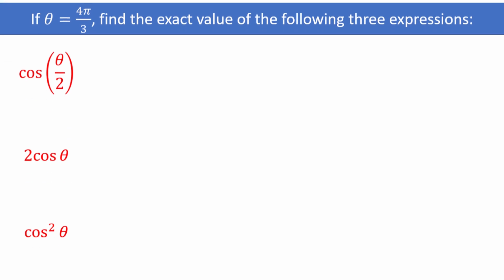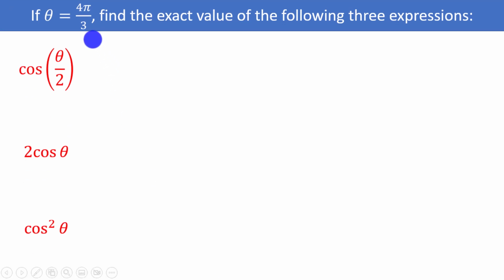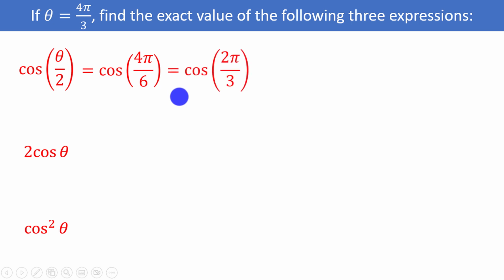Let's try a few more problems. If theta is equal to 4 pi over 3, we want to find the exact value of the following three expressions. First, we have cosine of theta over 2. If we want theta over 2, then we can simply multiply theta by 1/2. 4 pi over 3 multiplied by 1/2 would just be 4 pi over 6. So cosine of theta over 2 is the same thing as cosine of 4 pi over 6. This can be reduced to cosine of 2 pi over 3.